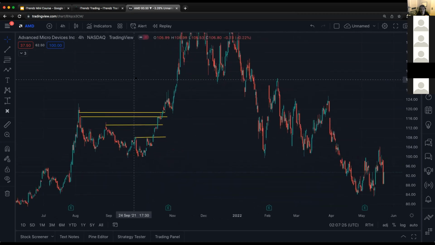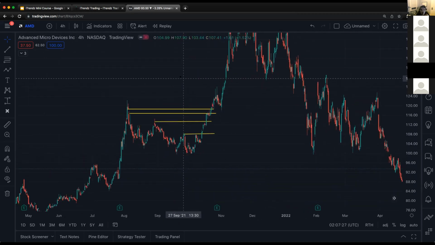Every line that you draw as a resistance and a support is really just a zone of resistance and a zone of support. Your line might be super accurate, so the price might come up to that area and reject perfectly or come down to that area and bounce perfectly, but it's really a zone. You have to get in the mindset of understanding that price is going to trade in zones, right?